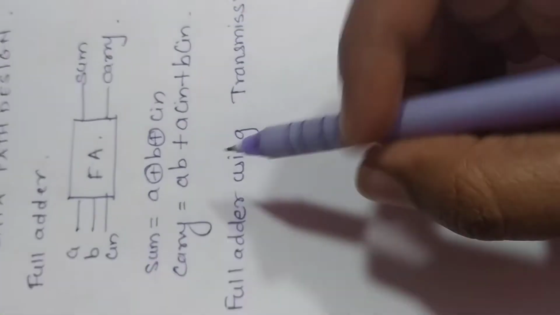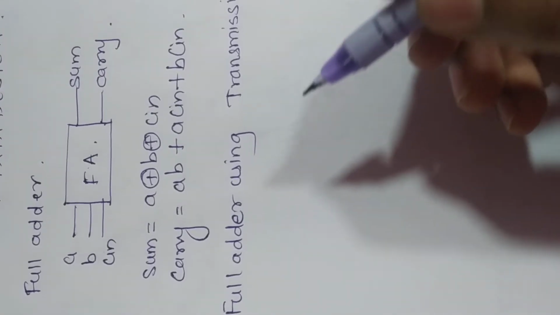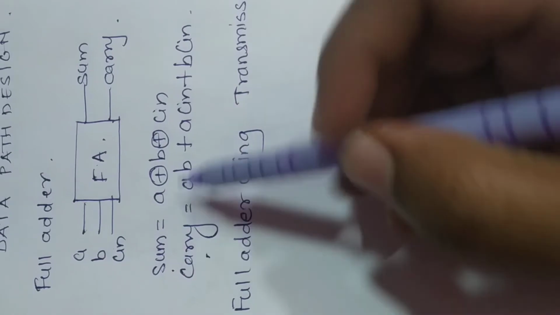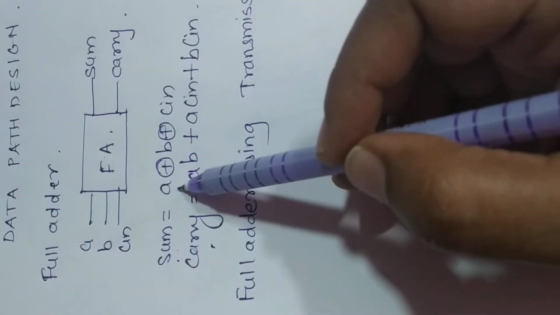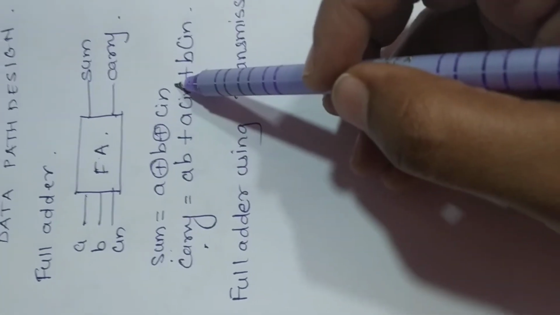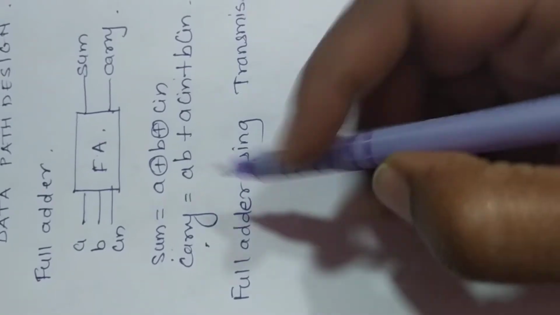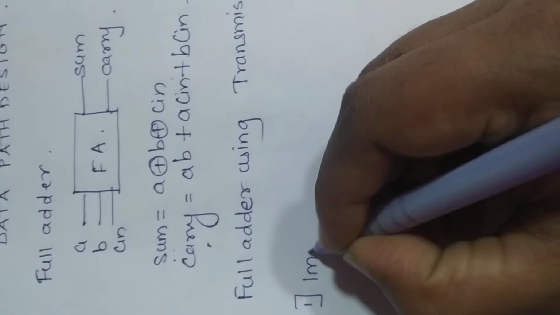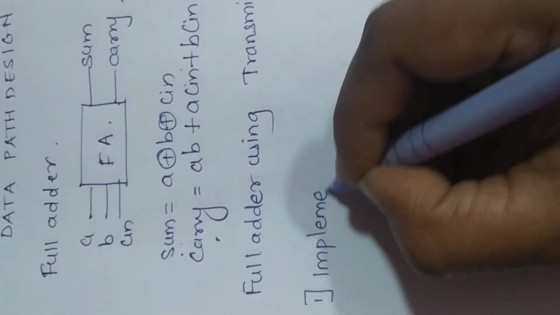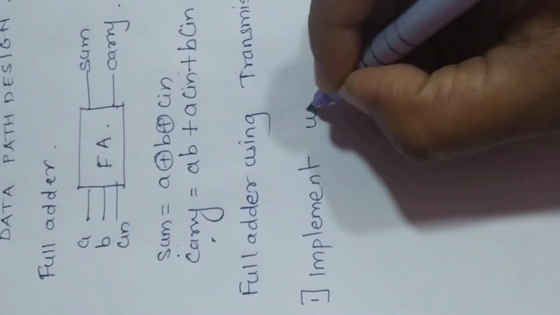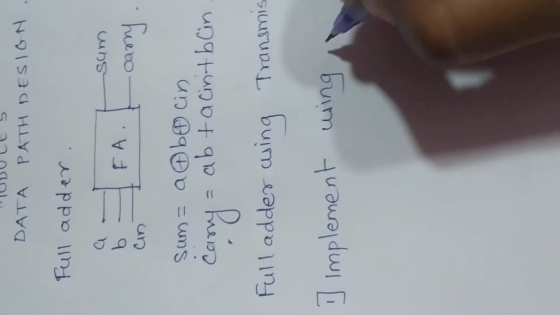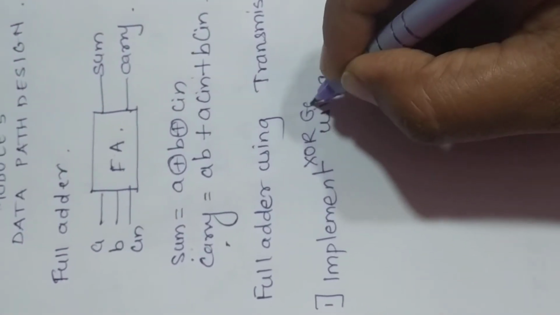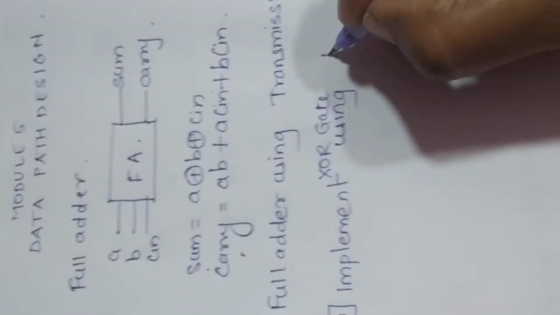Before starting with the full adder using transmission gate, first thing is that we have two expressions, sum and carry. In the sum equation we have an XOR operation between the inputs A, B and C in. So first we'll see how to implement an XOR gate using transmission gate.